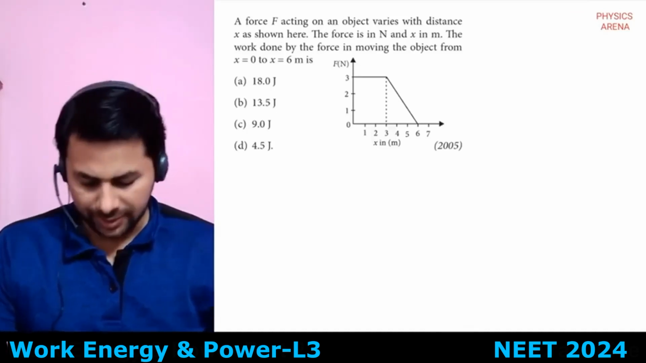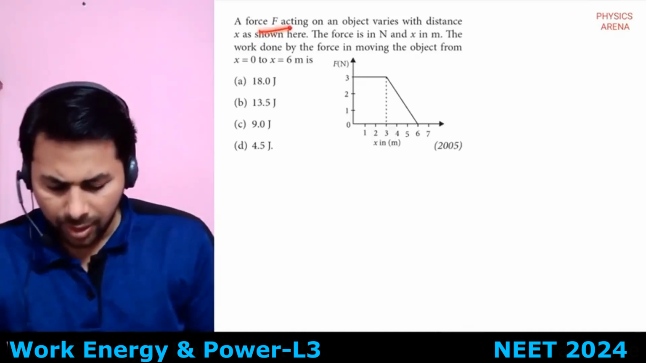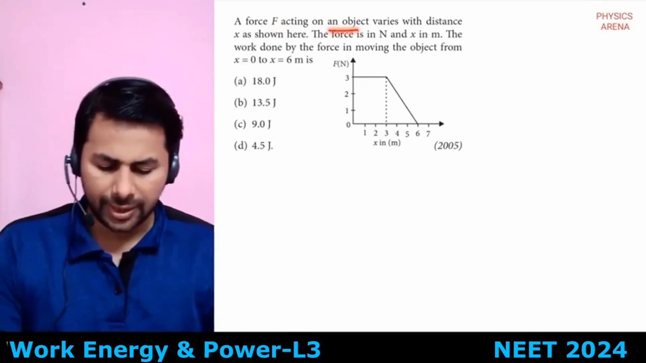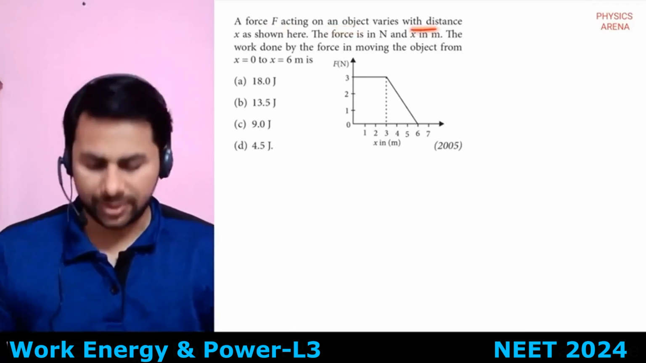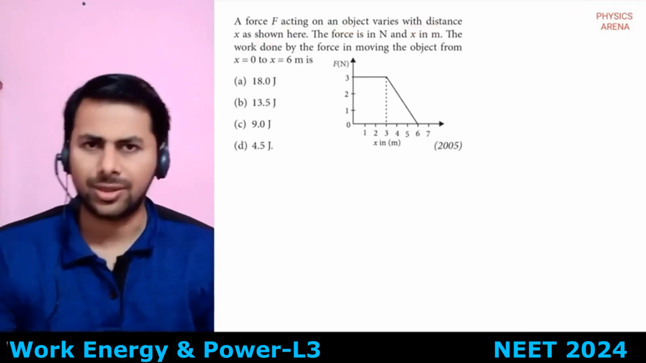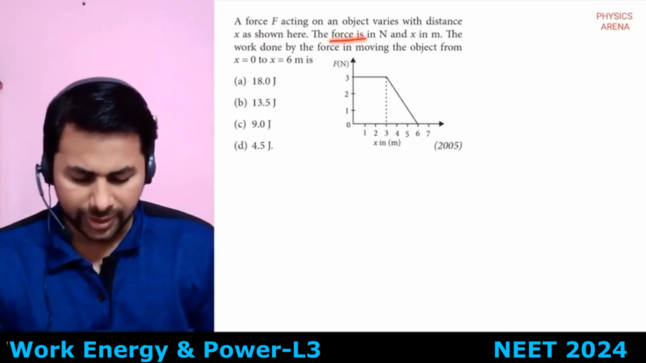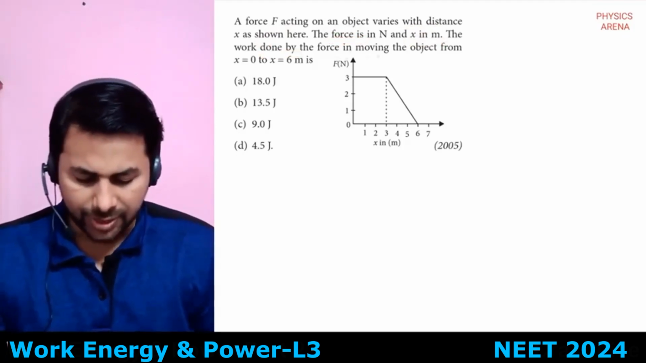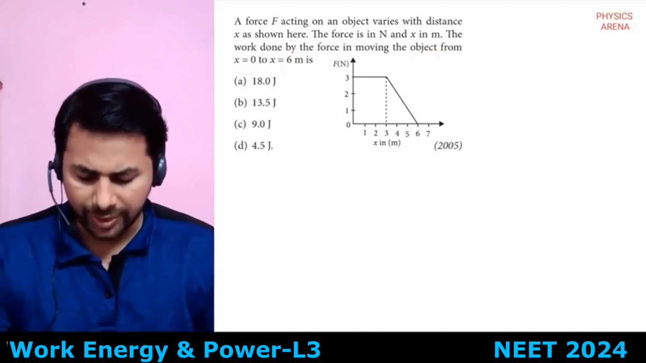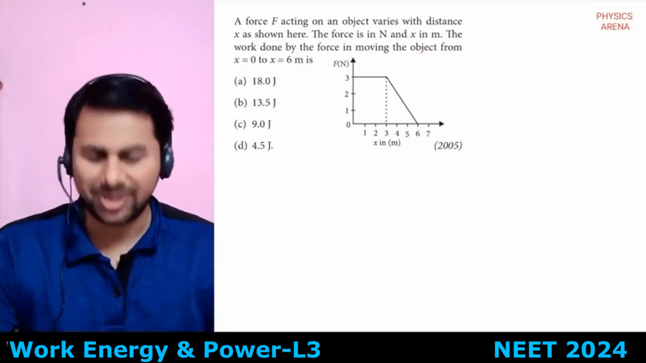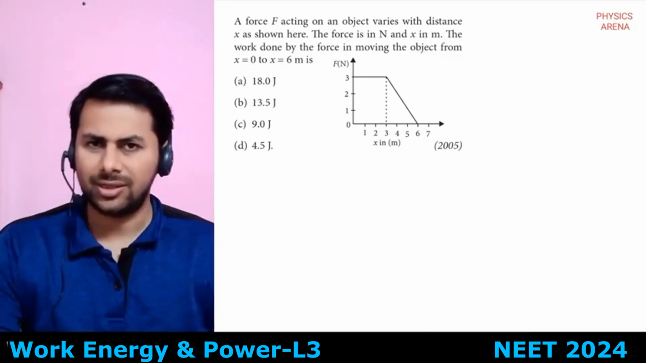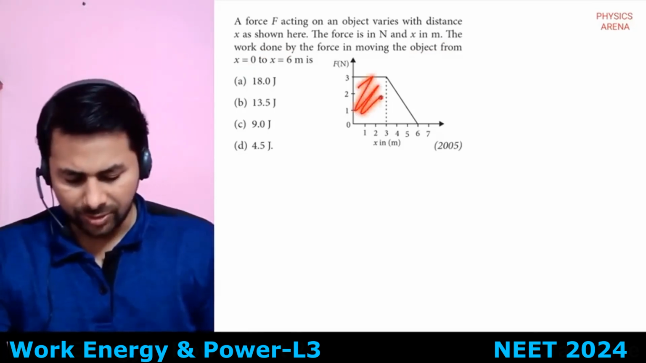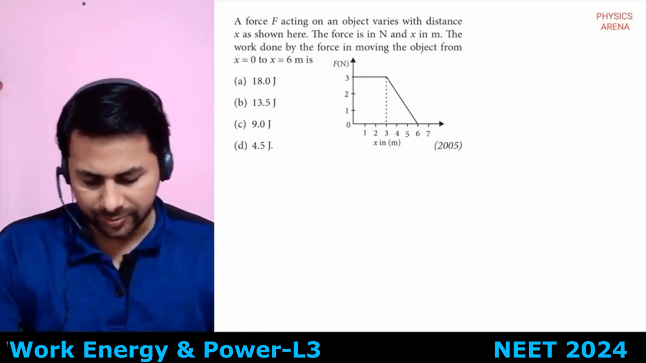Okay, let's see the next one. The force F on an object varies with distance x as shown here. The force is in Newton and x in meter. The work done by the force in moving the object from x equal to 0 to x equal to 6 meters is, again, similar to the last problem. So we just have to find out the area under this curve.